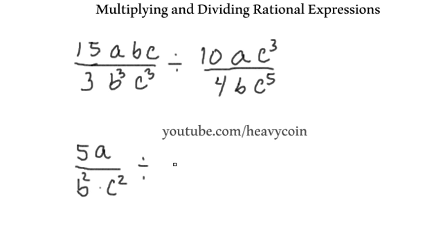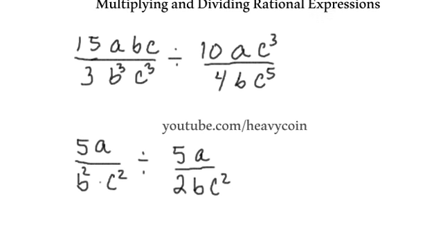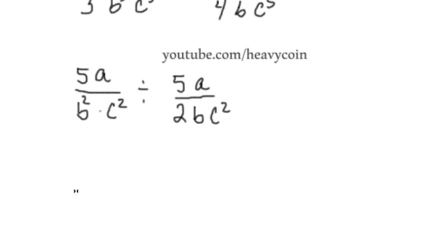Let's see, 2 goes into 10 5 times. A, we'll rewrite that, and we're going to cancel 3 c's out of the top, and that'll leave us with 2 c's in the bottom. And of course 2 goes into 4 2 times. B we rewrite, and C is squared. So now we're going to go 5a, rewriting b squared, c squared, and I'm going to flip this now. Time to flip.